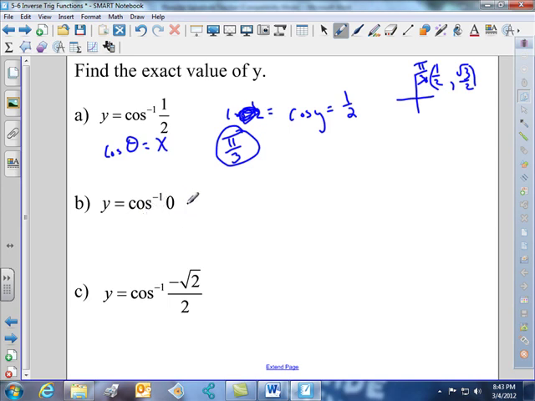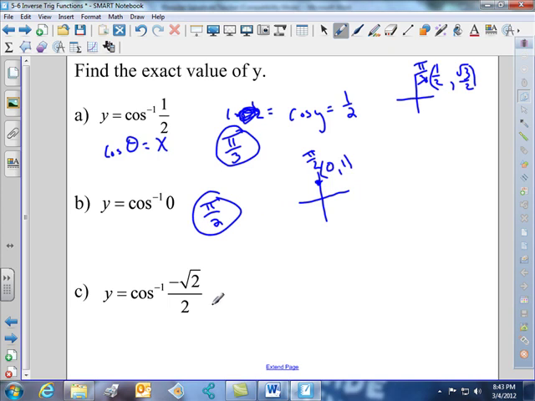So, as we're looking here, we have the inverse cosine of 0. We're trying to find out where is the x value 0. Well, that's one that we've talked about before. We have this coordinate 0, 1 right here, which is pi over 2. Therefore, the inverse cosine of 0 is pi over 2.